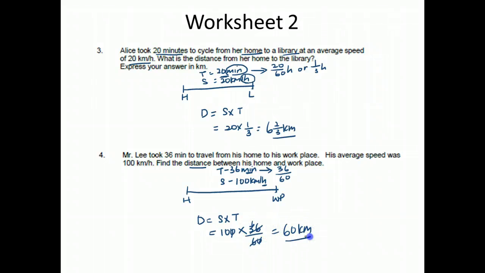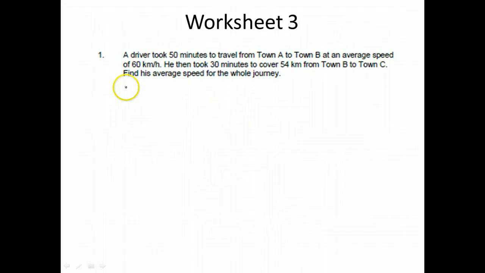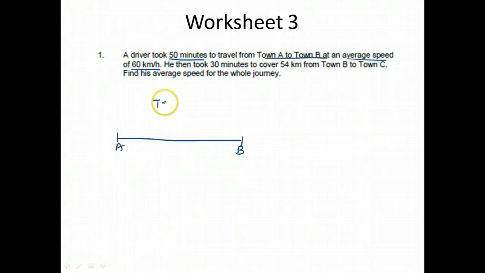And my distance will be 60. Worksheet 3, question 1. A driver took 50 minutes to travel from town A to town B at an average speed of 60 kilometers per hour. So first let's draw this part here. So we have town A to town B. Time taken, 50 minutes. Speed, 60 kilometer per hour.